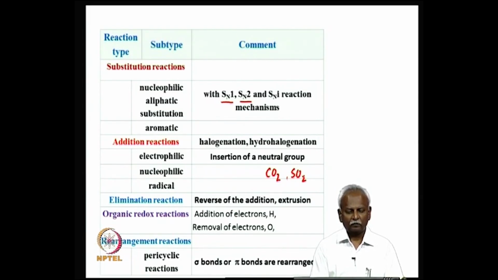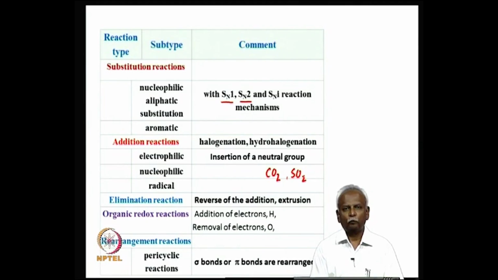Now, the third group of reactions are elimination reactions, which are essentially a reverse of the previous group of reactions. So, instead of going from an unsaturated molecule to a saturated molecule, in this case one is going from a saturated or more saturated molecule to a less saturated or unsaturated molecule. When you extrude a neutral molecule in these instances, you could extrude carbon dioxide or sulfur dioxide, and then you end up with a reaction which is the reverse of the insertion of a neutral group.